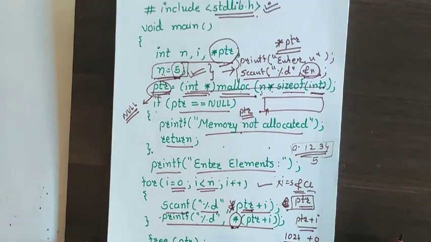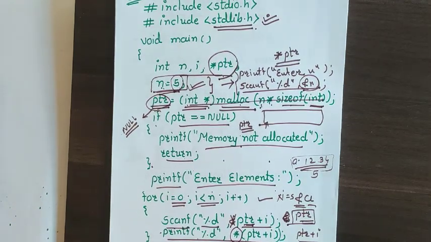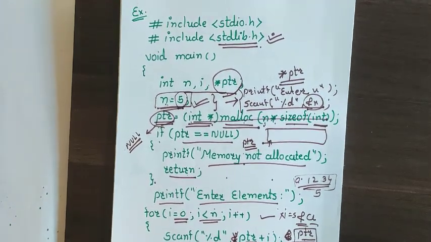So this is the example of malloc. Next we are having calloc. Calloc we'll see in the next video lecture. So I hope you understand this malloc method of dynamic memory allocation. In the next video lecture we're going to see realloc and calloc. Thank you very much.